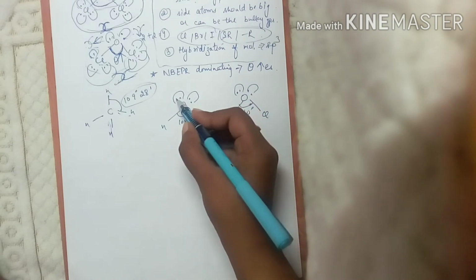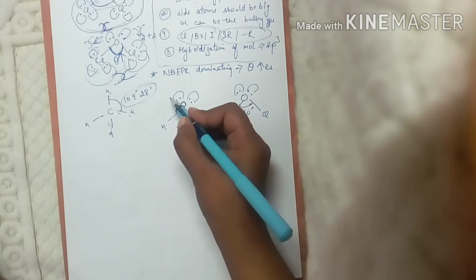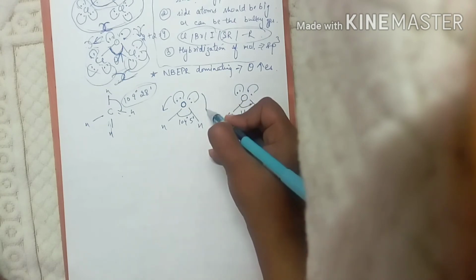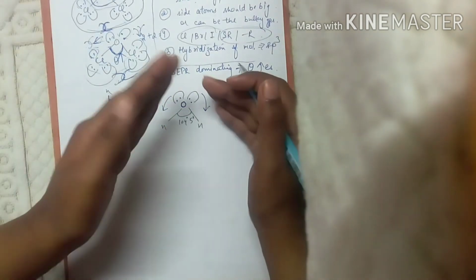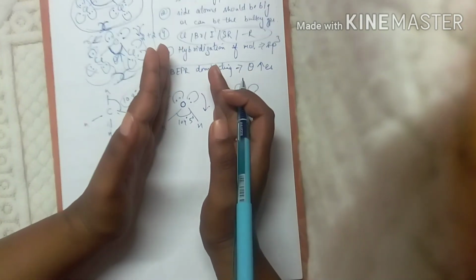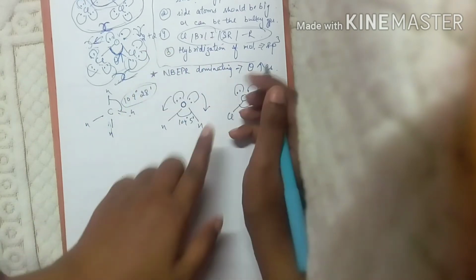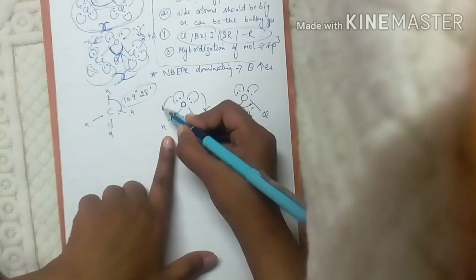These lone pairs are valence shell electron pairs because they are attached to the central atom. These are showing the repulsions, so the angle, instead of being 109 degrees, starts to go inwards, and from 109 degrees it goes down to 104 degrees. Why? Because of these repulsions.